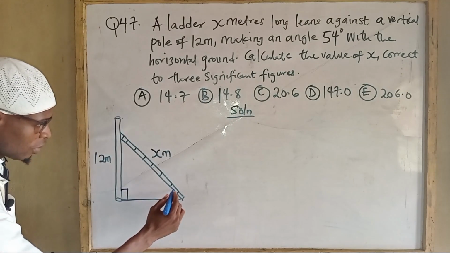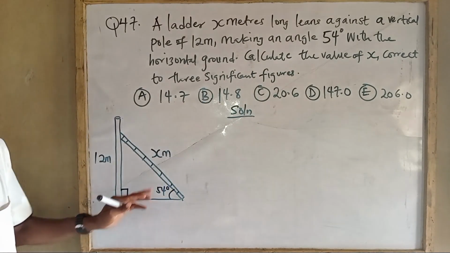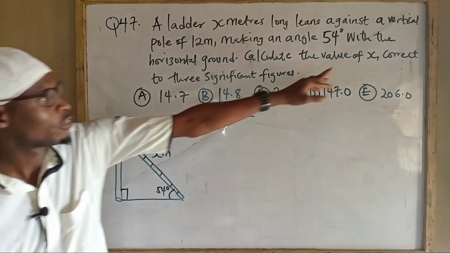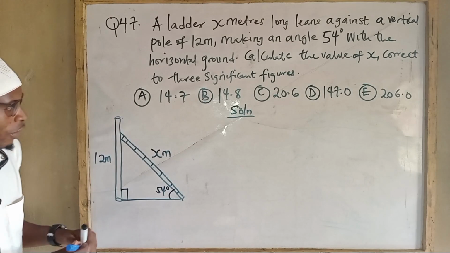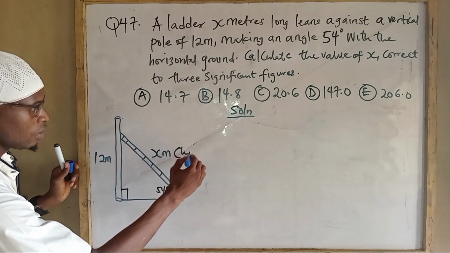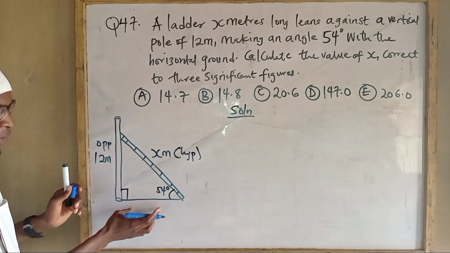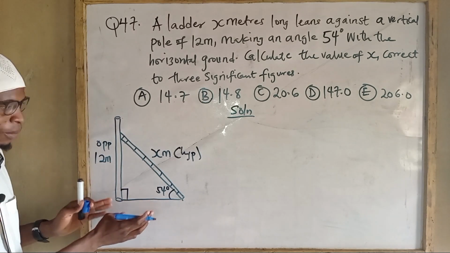This is the horizontal ground. So the angle here is what? 54 degrees. Okay. So with this now we can calculate the value of what? X, because we have to find the value of X. So if you observe now, this is our hypotenuse side, and this is my what? Opposite side. So we don't have any business with it. So it's actually the adjacent side. We don't have any business with it.